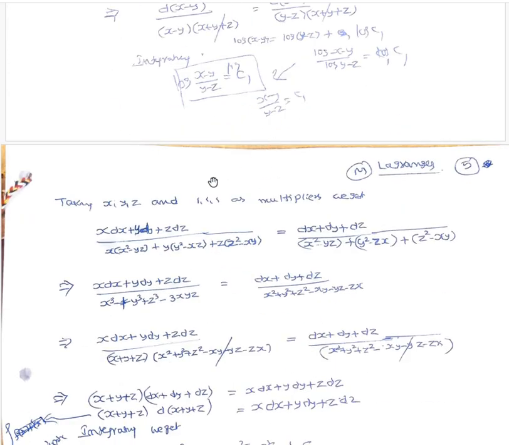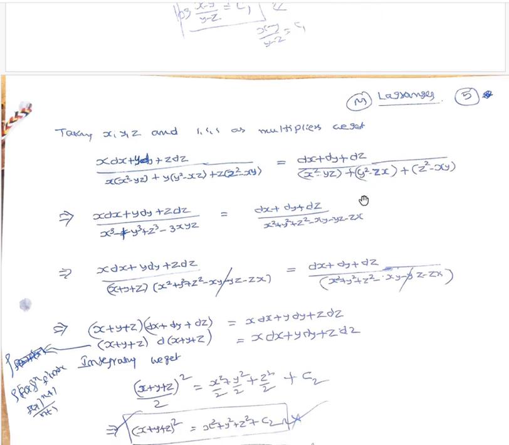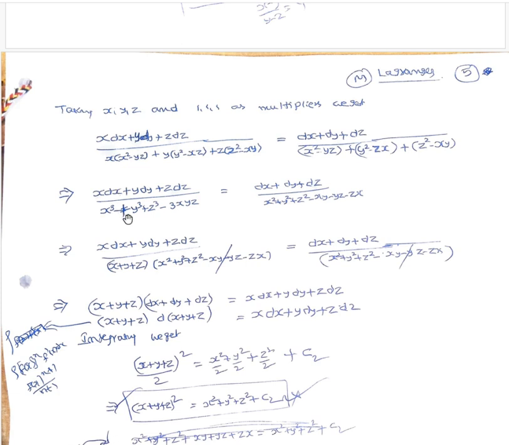So once c1 you got, next you require c2. So now you take x, y, z as multipliers. So x dx plus y dy plus z dz by x into P, y into Q plus z into R is equal to, triple one as multipliers, dx plus dy plus dz by this one. So if we simplify, what we are going to get, this one is x cube plus y cube plus z cube minus 3xyz. Here x square plus y square plus z square minus xy minus yz minus zx. This you can write as x plus y plus z into x square plus y square plus z square minus xy minus yz minus zx. Here the same. Therefore, these two will get cancelled.